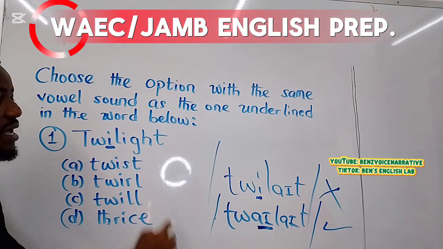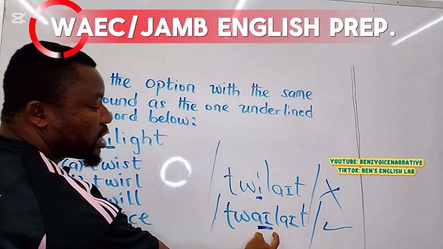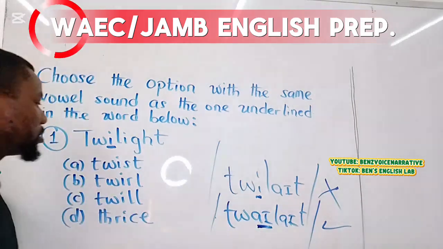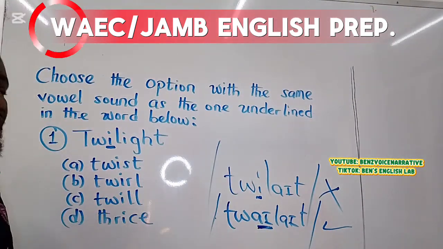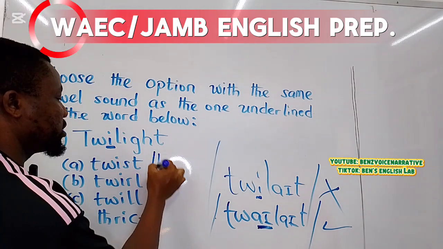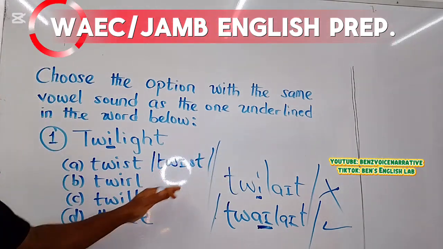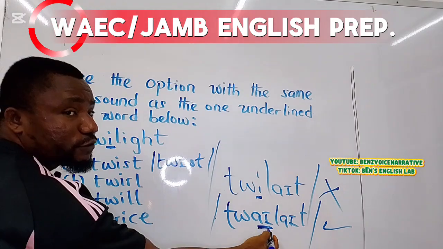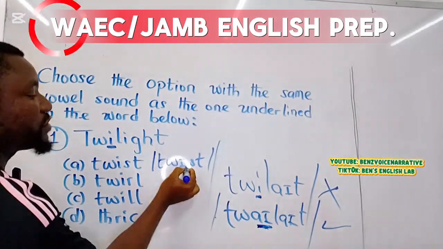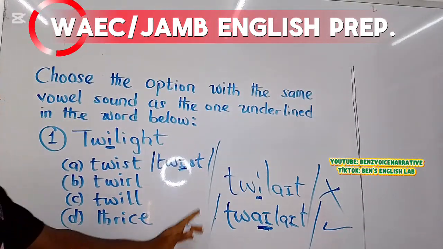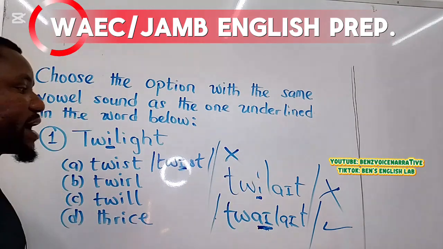Now, let's begin to transcribe or pronounce these words, the given options, to identify which of them has the underlined vowel sound. Now, the given word is twist. This word is twist. Just as pronounced, twist. Now, you see that what we're looking for is the I sound, but what we have here is a different sound. So this option is incorrect.